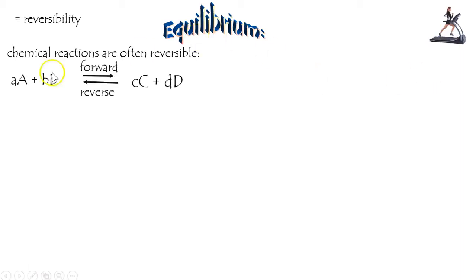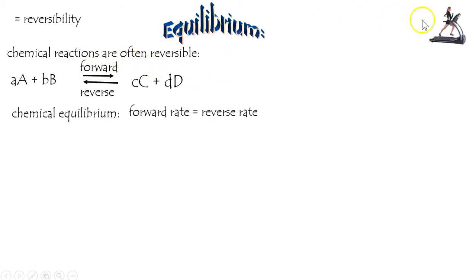For example, if A plus B is forming C plus D, why can't C plus D reverse itself and form A plus B? In fact, it can. So chemical equilibrium will eventually occur when you get to the point where the forward rate, like that person running there, is equal to the reverse rate, which is the rate of the treadmill going in the opposite direction.